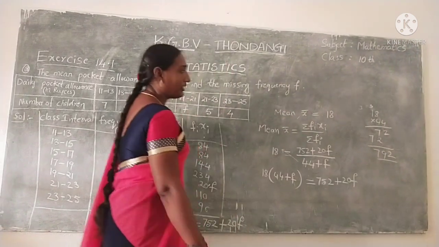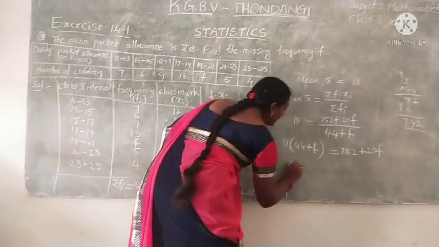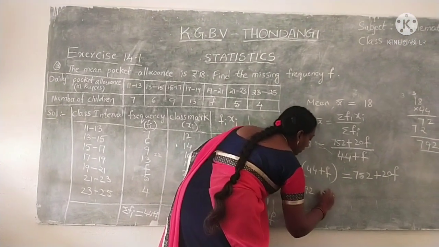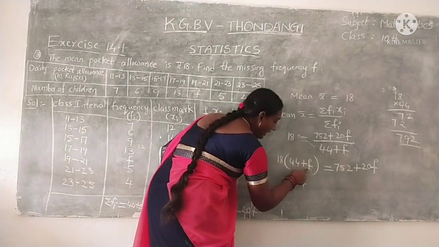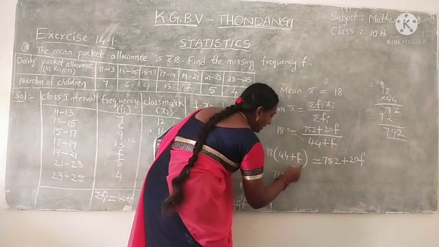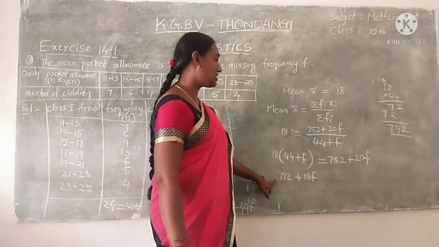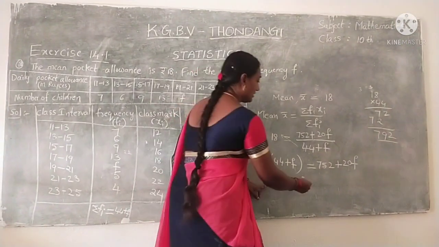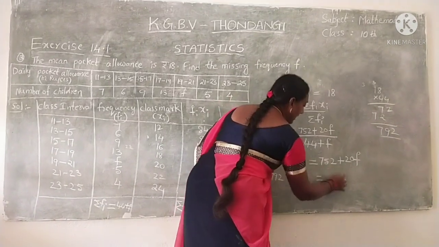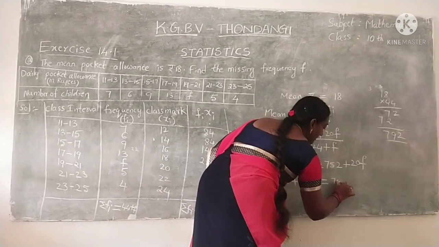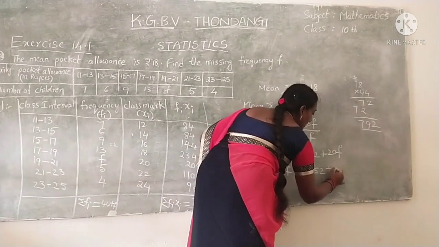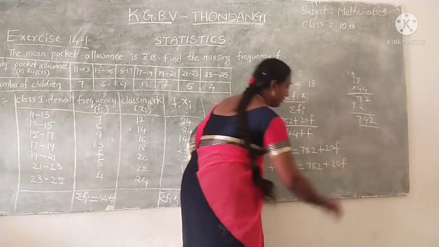What is the value of 18 into 44? That is equal to 792 plus 18 into f. 18 into f means 18f. Here we use the distributive property. That is equal to, in the RHS side, 752 plus 20f.